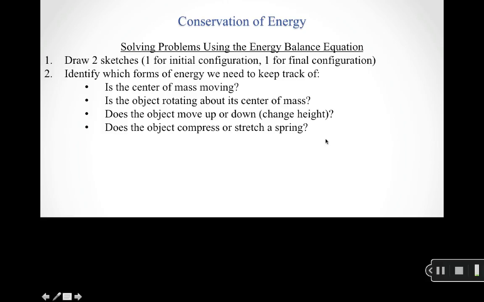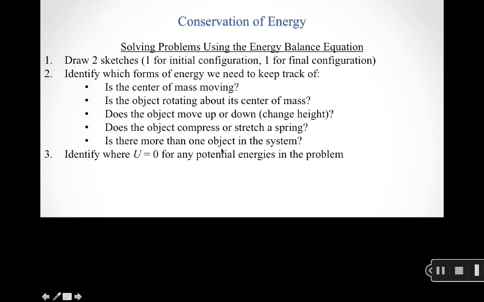Does our object compress or stretch a spring? If the answer is yes, then we'll keep track of an elastic potential energy. So these are the questions that we'll use to help us figure out which forms of energy we need to keep track of. Is there more than one object in the system? It may be that I've got two objects that are moving, and they're both changing in height, or two objects that are both moving, but only one of them is changing in height. So again, I'll have to ask my set of questions for each object within the system.